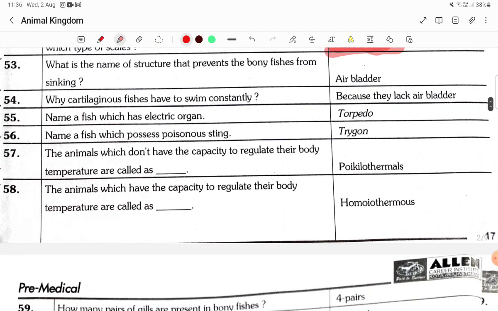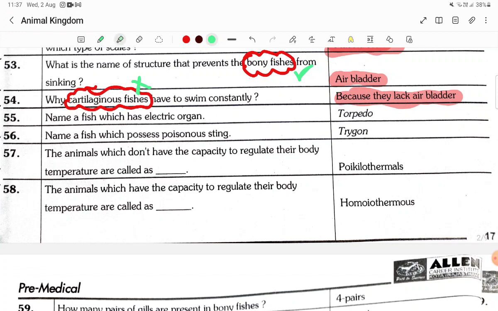Coming to question number 53: what is the name of the structure present in bony fishes that prevents them from sinking? The air bladder is present, which prevents them from sinking. Question number 54: why do cartilaginous fishes have to swim continuously? Because they lack an air bladder. This is important: bony fishes possess an air bladder whereas cartilaginous fishes do not. So here the air bladder is present, but here it is absent.